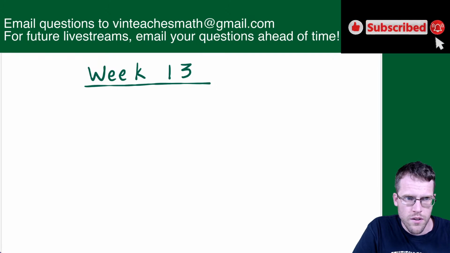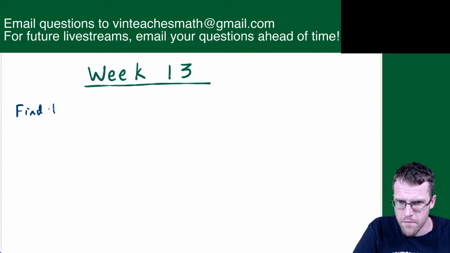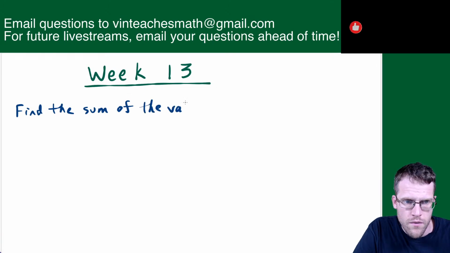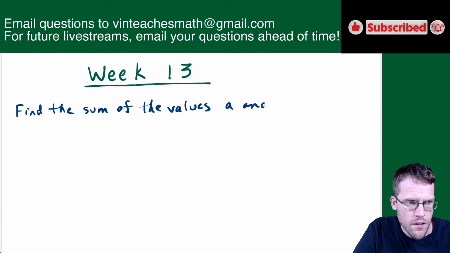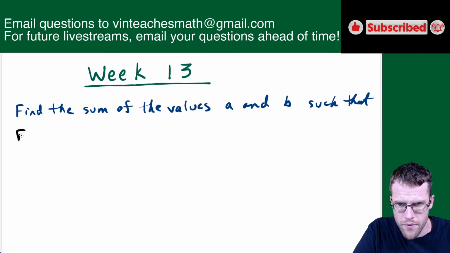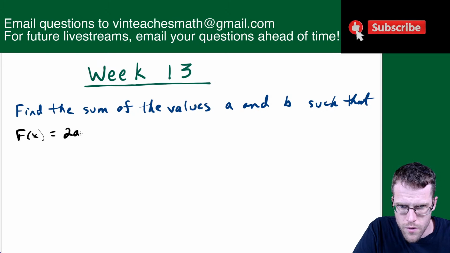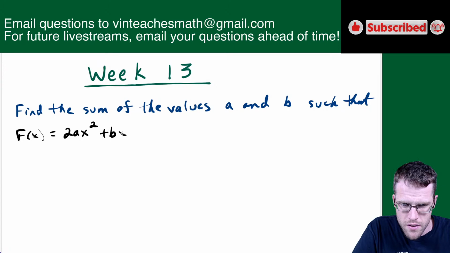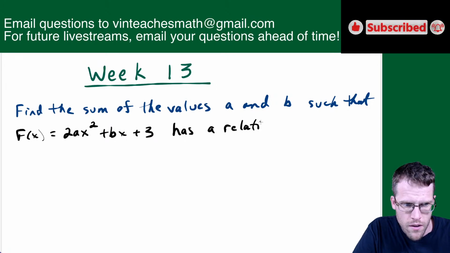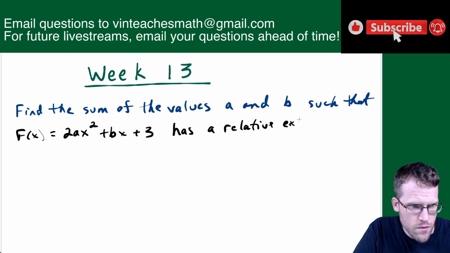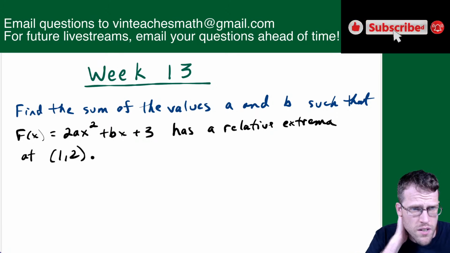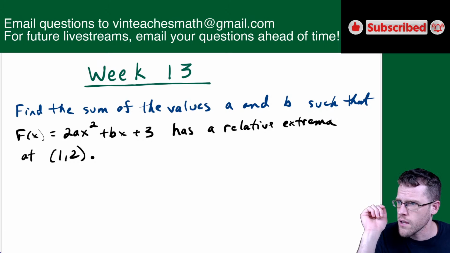Okay, so I have this one. We have: find the sum. Well, I'll write it out, then we'll read it, because it's difficult to do both at the same time. Find the sum of a and b such that, and now here's our function. We have f of x equals 2ax squared plus bx plus 3. And then what we want is a situation where we have a relative extremum at (1, 2). Either one.